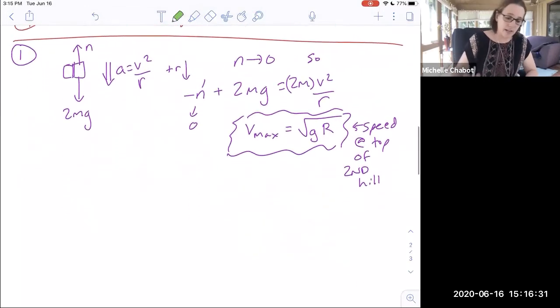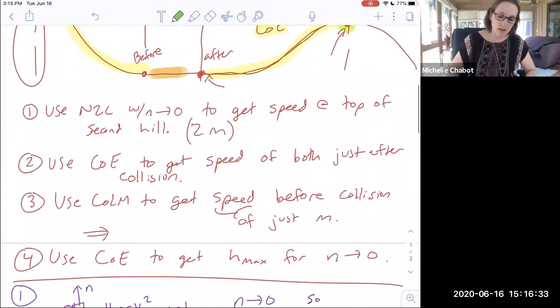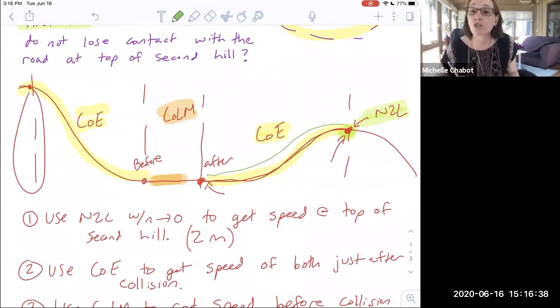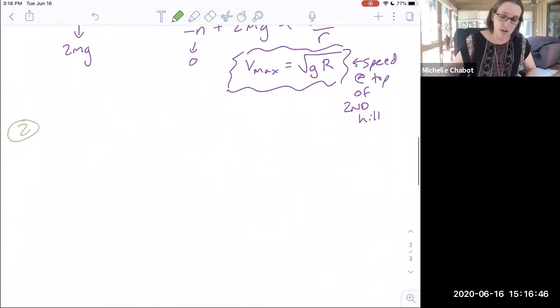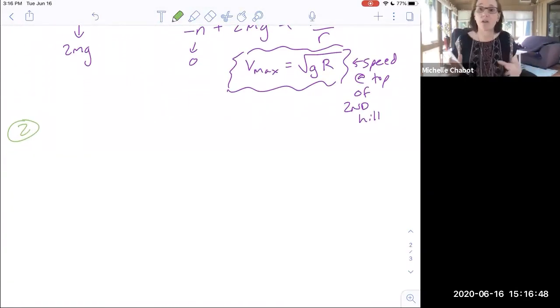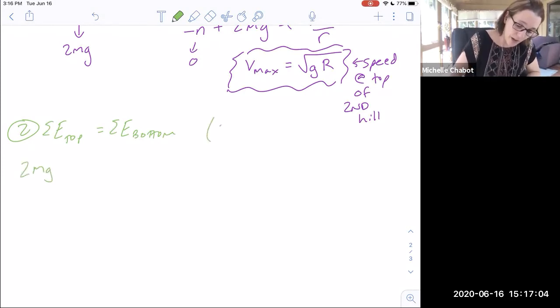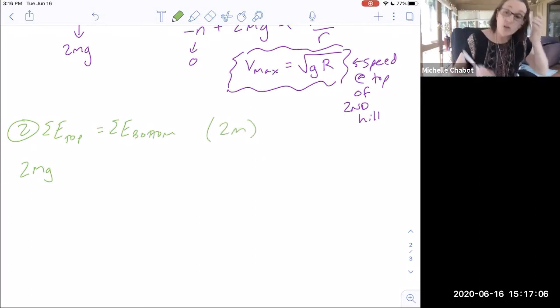So now let's do the second step, which is going from the top of the hill down to right after the collision. So I just have a change in height, and the height of that hill is R. Again, it doesn't matter what's on the initial and final. I'm going to put the top of the hill. So the energy at the top of the hill equals the energy at the bottom. I'm going to add those all up. At the top of the hill, I have mg, and again, the mass is 2m. The blocks are stuck together.